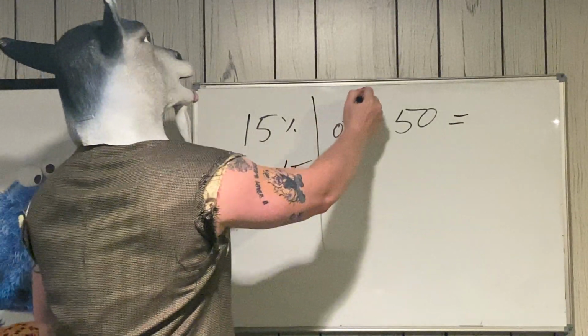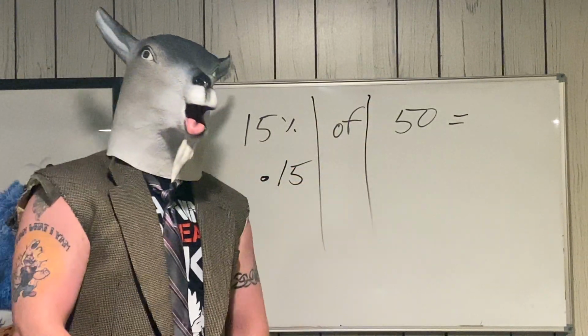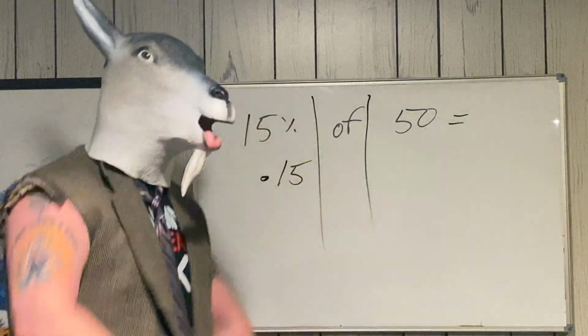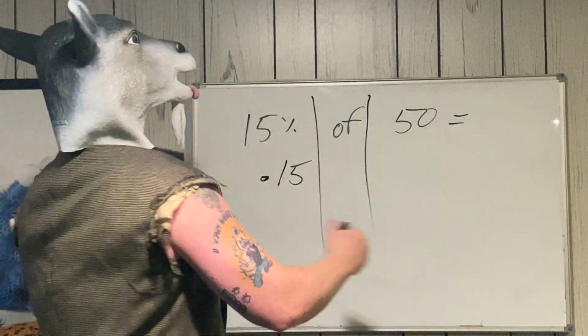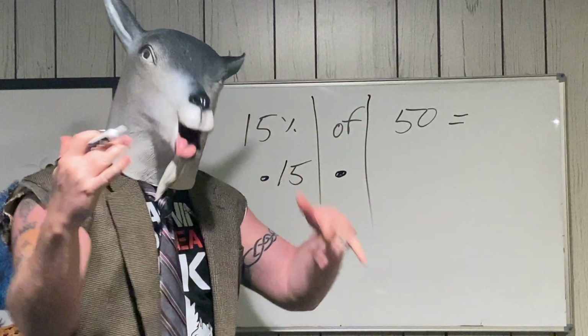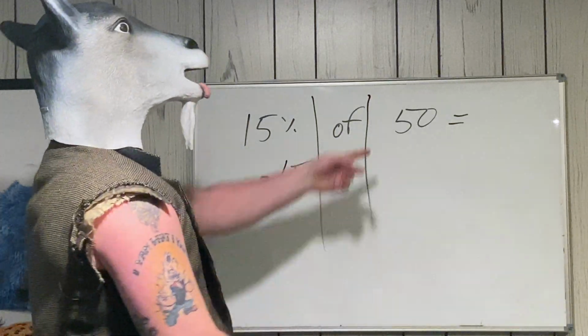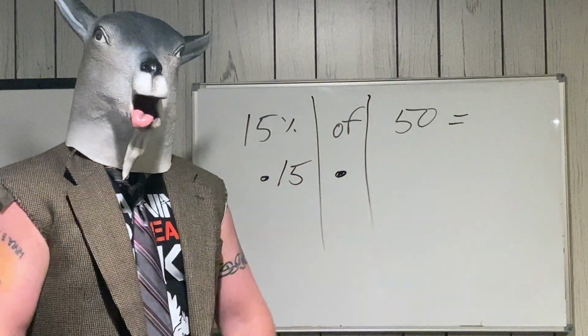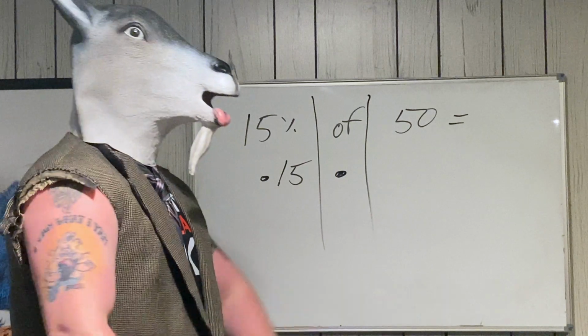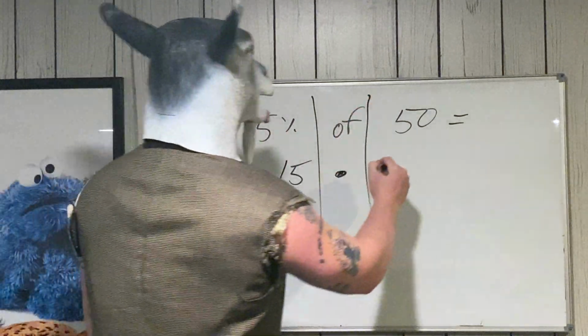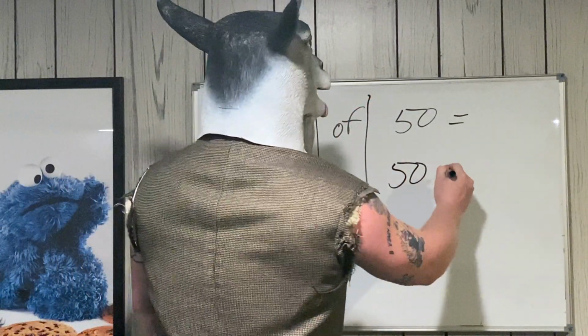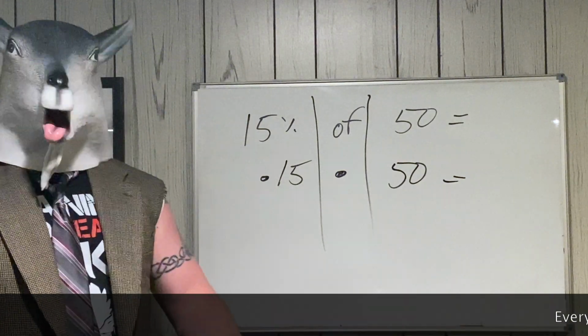Now the kids in the back, what does of mean? Everyone knows what of means, right? Everybody. Multiply. We don't die, we multiply. Put a dot right there. We're going to love dots. Dots are awesome. Now we got 50. Bro, we just leave that sucker alone. Let him live his life. So we're putting 50, and we're going to pop the equals in.